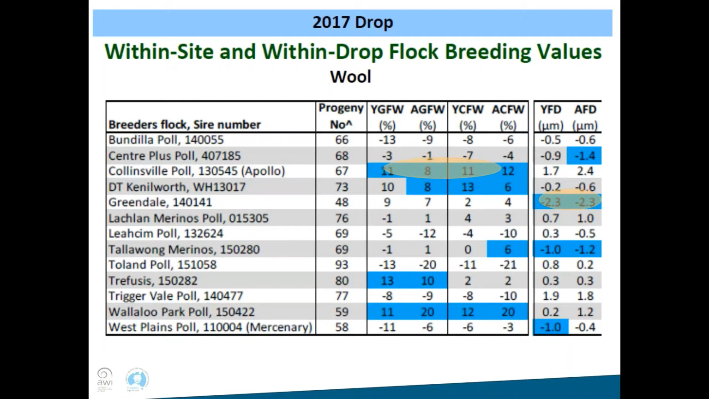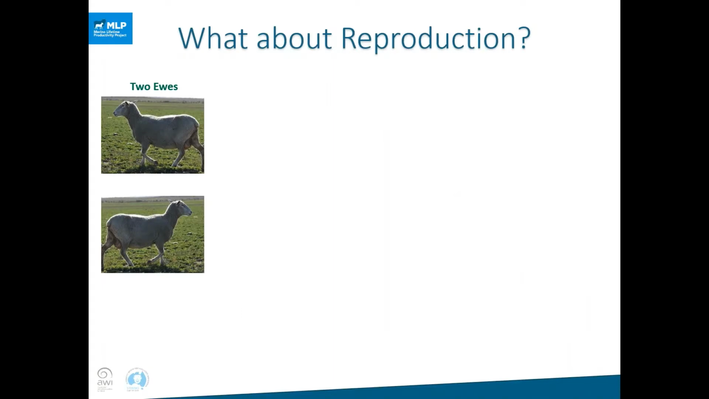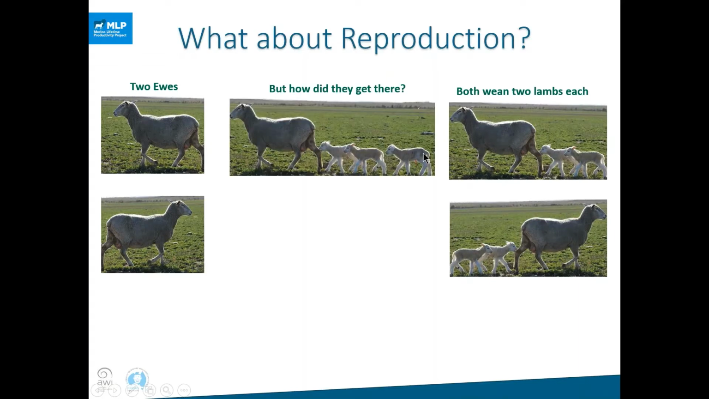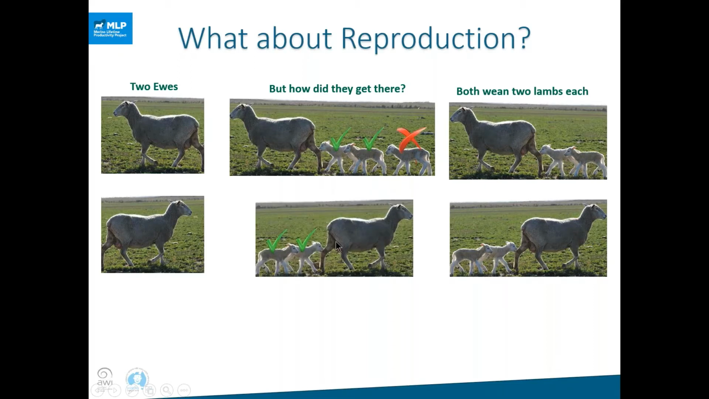There's just one other thing that I want to mention, and I guess that's reproduction. In this project, reproduction is a really important part. Let's have a bit of a think about the trait that's usually used for reproduction, which is number of lambs weaned. So we can have two ewes who both wean 2 lambs. But the question is, how did they get there? This ewe actually had 3 lambs, but only weaned 2. This ewe had 2 lambs and weaned 2 lambs.